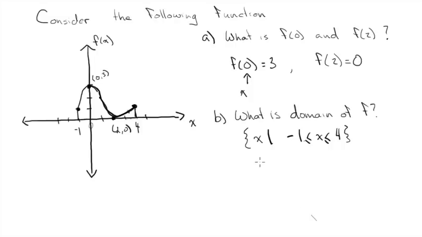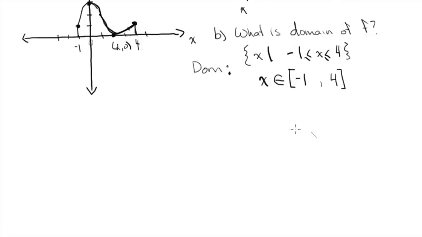Another way you'll see that written is in interval notation. You say x is an element of the interval from -1 to 4. So these square brackets indicate we include -1 and 4, and it just means any number between -1 and 4. So this is the domain. So that was a horizontal line right there.